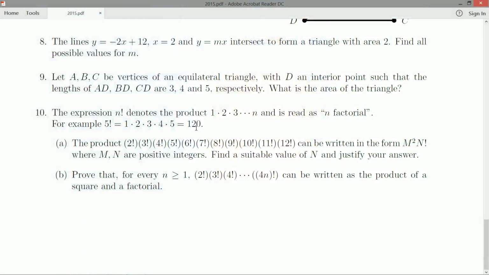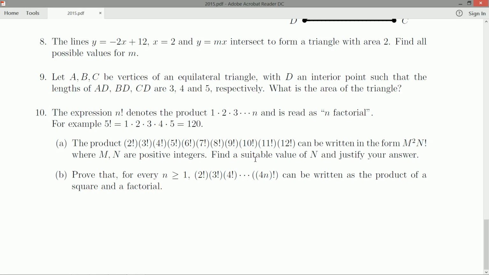We move on. We've got two parts in 10 here. So part A and part B, which is a bit of a departure, frankly, for question 10 on these contests. Usually it's just one thing. Usually the A and B stuff is earlier in the contest. Anyway, A: the product 2 factorial, 3 factorial, 4 factorial times 5 factorial, 6 factorial, all the way up to 12 factorial, can be written in the form m squared times n factorial, where m and n are positive integers. Find a suitable value for n and justify your answer.